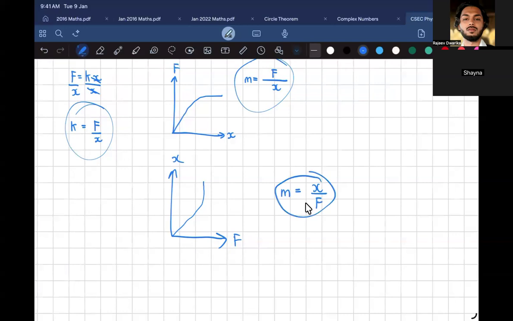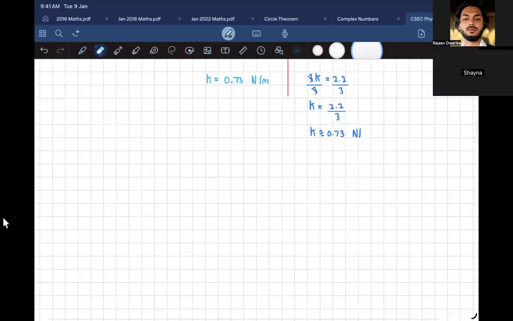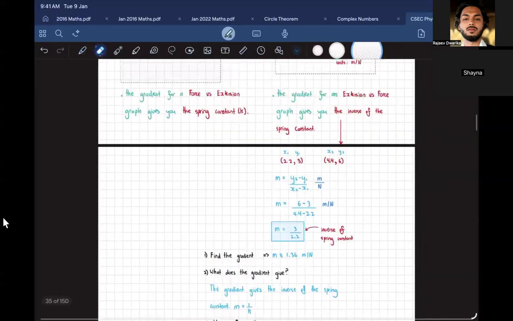Would I call this the spring constant? No, that's actually the inverse of the spring constant. So if we found this gradient to be 5, then to find k, I would have to raise that to the power minus 1 to invert it. And if you do that, k will be equal to 1 over 5 or 0.2. Understand? Great. Just keep that in mind. Don't ever forget that. They like to trick people with the graphs.